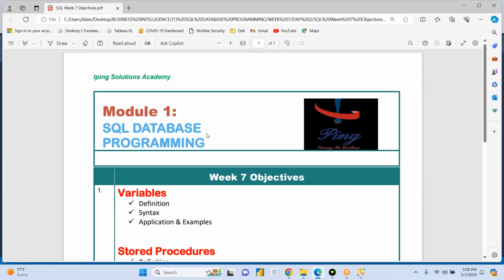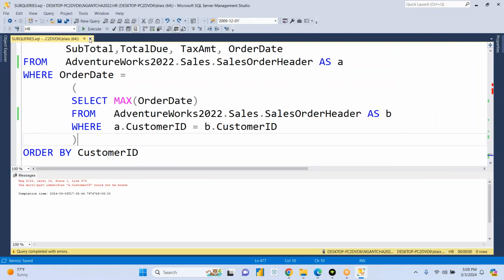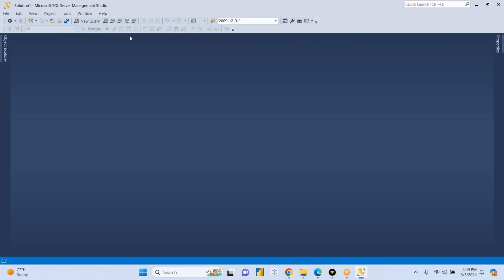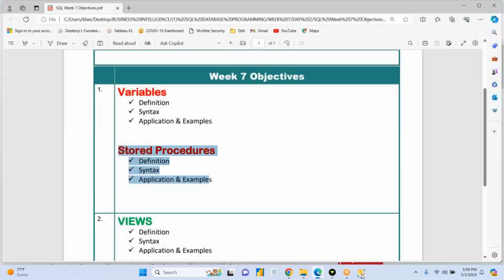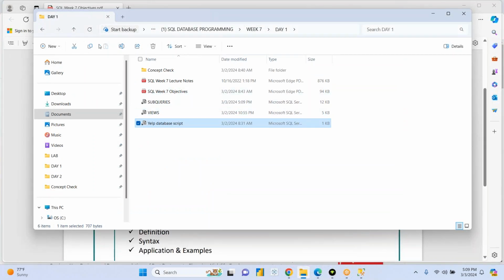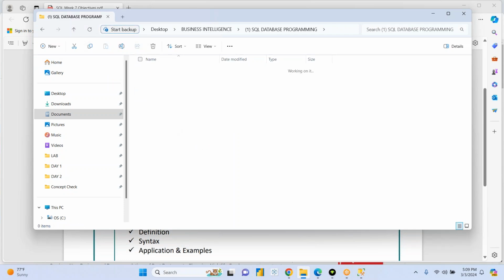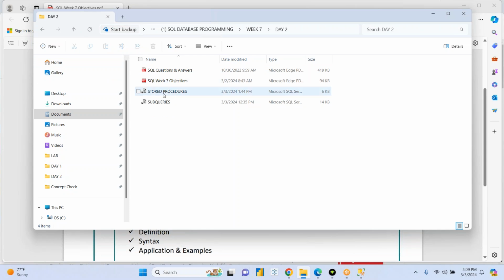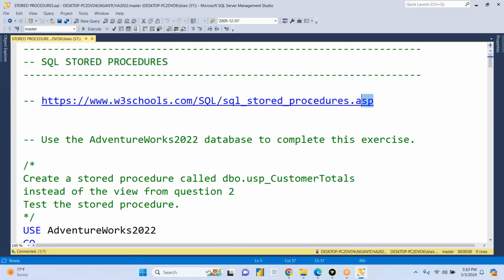I really want us to get to stored procedures. They're similar to views, but then they use parameters. Right. If you can go ahead and open this right here. So I'm now taking it to week 7, day 2, and we're looking at stored procedures. There's a link right here taking you to W3Schools.